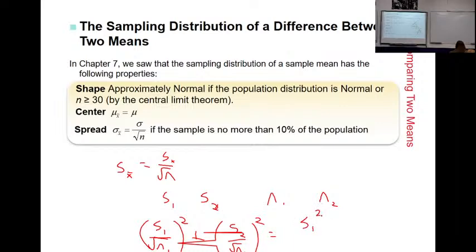S sub 1 squared over square root of N1 squared is just S1 squared over N1. And then S sub 2 squared over square root of N2 squared is just S2 squared over N2. That's our variance, and then we take the square root of it to get standard deviation. So that's where the formulas that you're about to see are going to come from. It's the same idea that we did with proportions, which is adding the variances. And just like with proportions, that formula is going to be on your formula sheet.